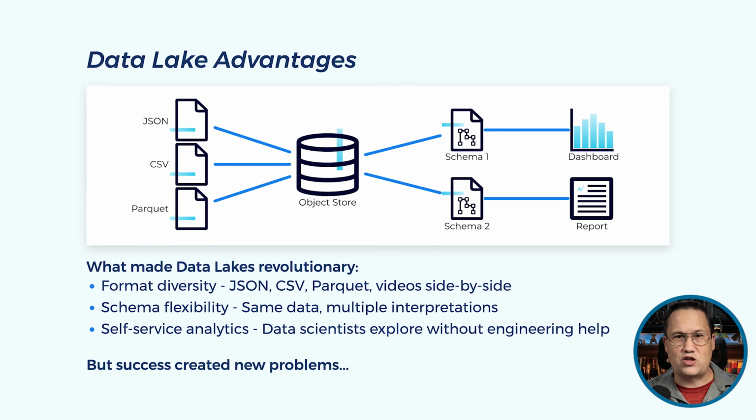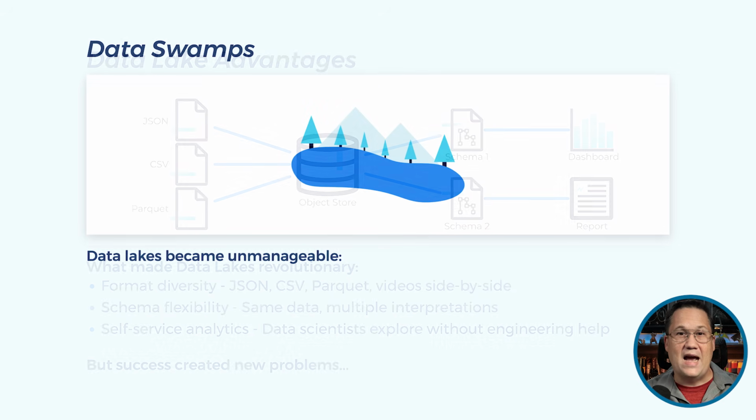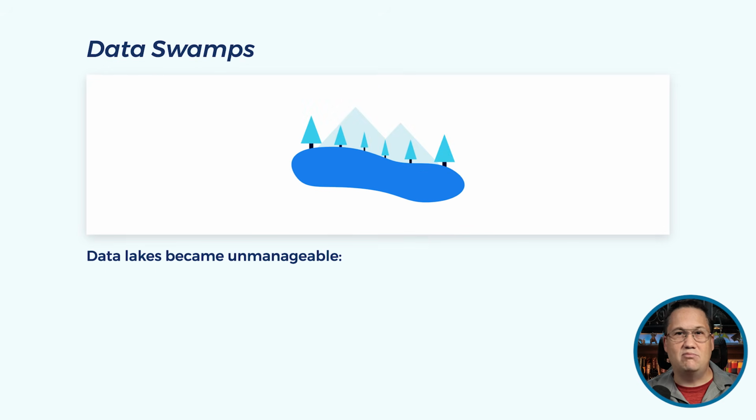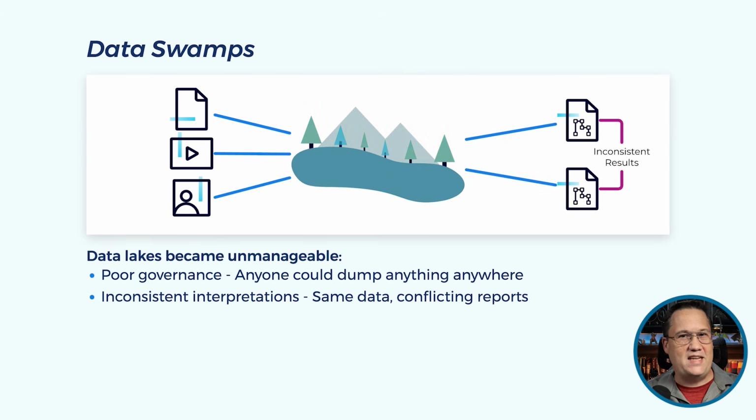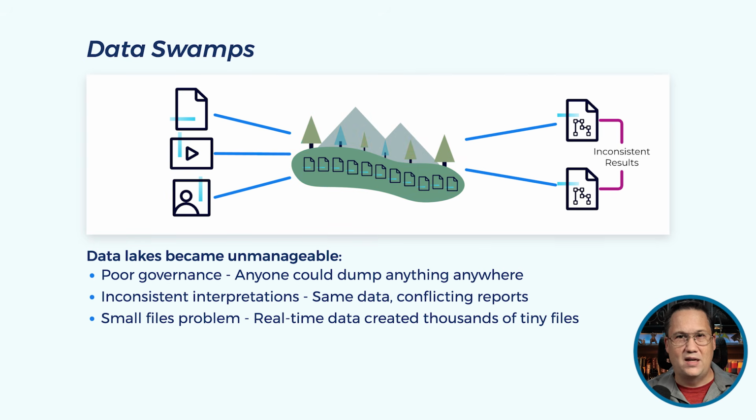Unfortunately, this success created new problems. As data lakes grew, they became unmanageable. Anyone could store anything anywhere, polluting the object store with disorganized files. Meanwhile, the teams didn't just apply different schemas to the data, they also applied different interpretations, producing conflicting results. And real-time data arriving as individual events created thousands of tiny files scattered across the lake.